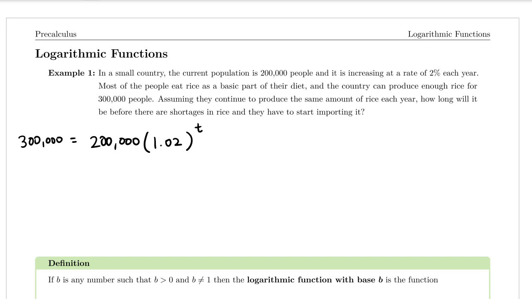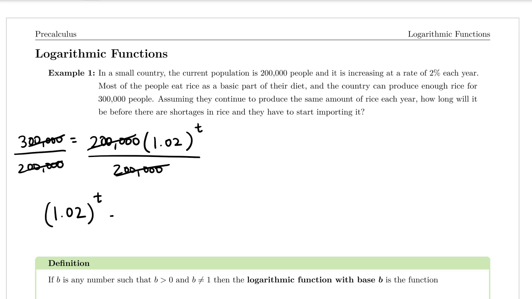Up until this point, we haven't had much success solving for any kind of variable that's been in the exponent without using either the method of guess and check or some kind of graphing utility to see where the two curves intersect. So I'm going to start off by dividing both sides of this equation by 200,000. And dividing by powers of 10 is nice because these zeros are just going to disappear. So at this point, our new equation becomes 1.02 to the power of t is equal to 3/2, or 1.5.